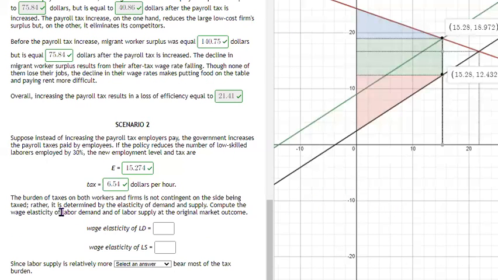Okay, the burden of taxes on both workers and firms is not contingent on the side being taxed. Rather, it is determined by the elasticity of demand and supply. So we're going to calculate the wage elasticity of labor demand and of labor supply at the original market outcome, right? So at the original market outcome, we're going to calculate the elasticity, right?